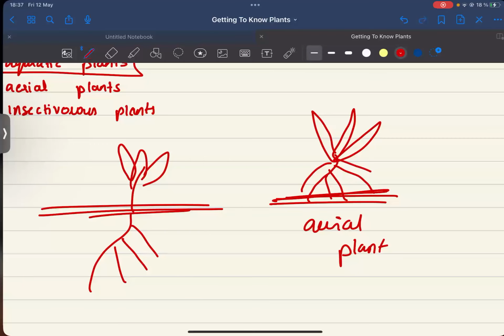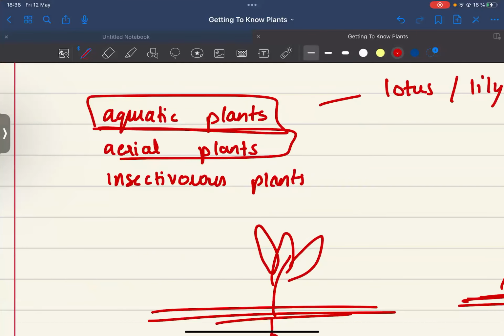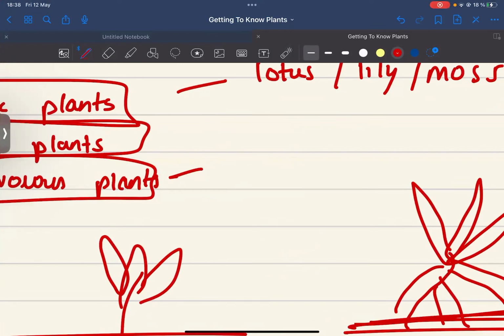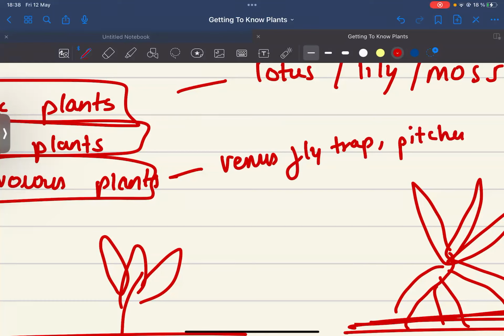And the last, another type of plant is insectivorous plants. Have you all heard this? What is insectivorous plants? Ma'am, insect plants, they eat insects. Very good. So you have the Venus flytrap. Ma'am, I heard this word many times. Ma'am, pitcher plant.